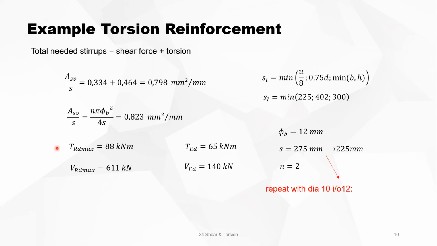We know that the maximum torsional moment is 0.88. That can be taken by the concrete struts. The maximum shear force is 611. So this is okay for the applied torsional moment and applied shear force. We do the unity check for the total, and we have 0.97, so it is okay.